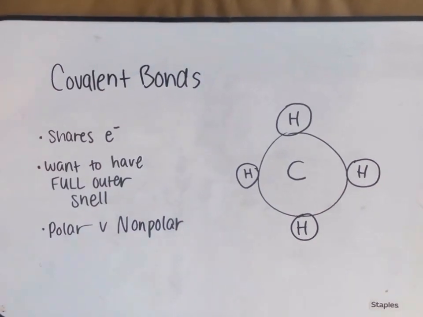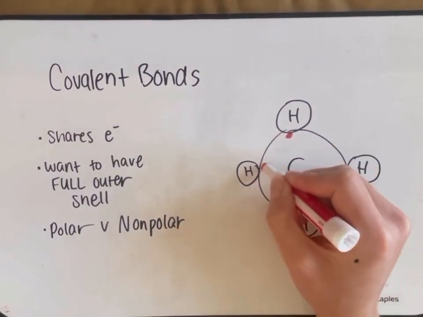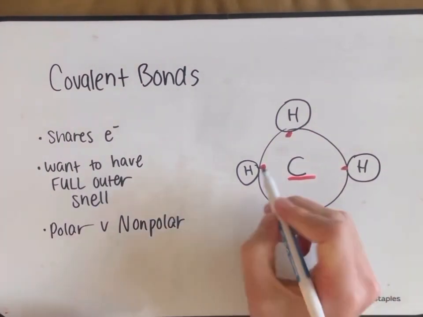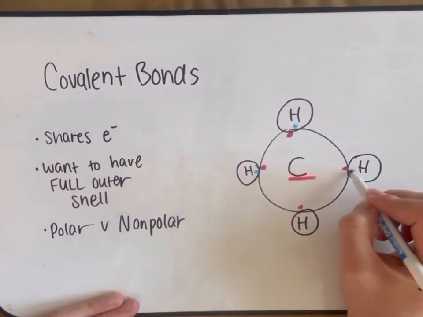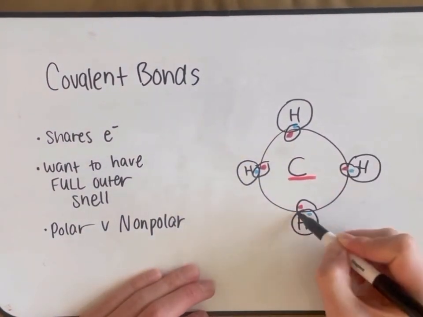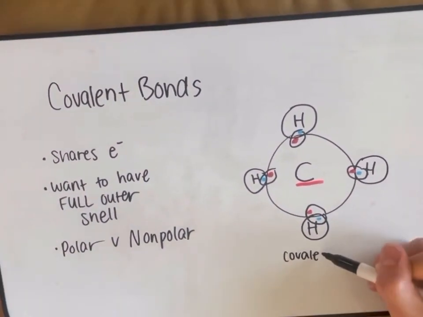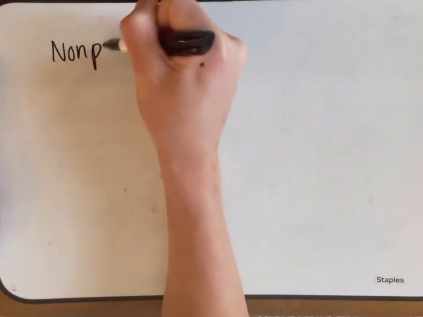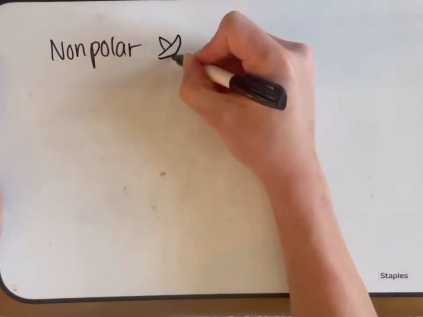And all H's have one electron, as you can see by my drawing. Sorry, those red dots are the carbon electrons, and those blue dots are the hydrogen electrons. So hydrogen is sharing its electrons with carbon 4 times. So this would be a covalent bond, particularly nonpolar. So let's dive into nonpolar.